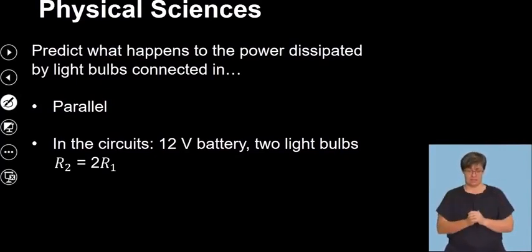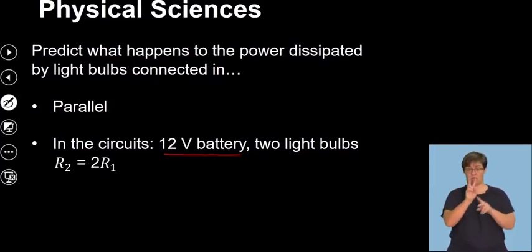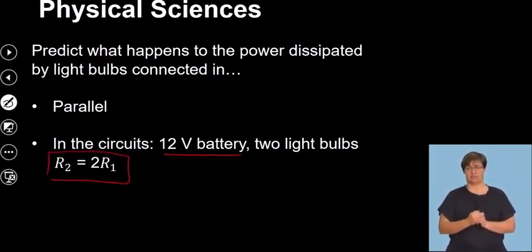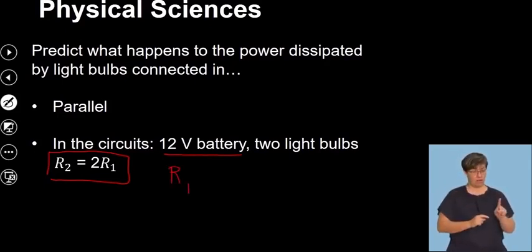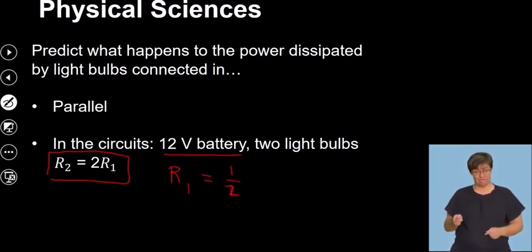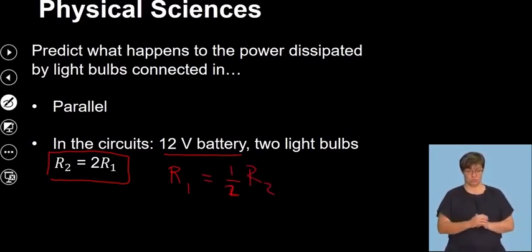Okay, so in the circuit, we would use a 12 volt battery and then two light bulbs. What this means is that if resistor two, or light bulb two, has a resistance of 20, then R1 is going to be 10. In other words, we are saying that R1, the resistance of light bulb one, is equal to half the resistance of R2. We're still saying the same thing, right?